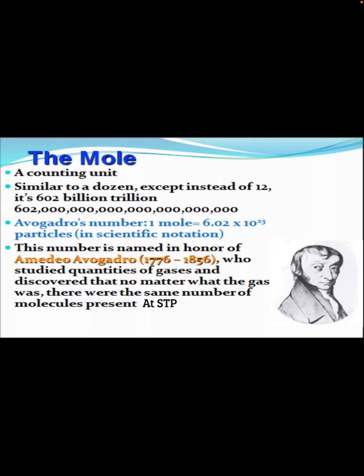It is named after Amedeo Avogadro, who studied quantities of gases and discovered that no matter what the gas was, there was going to be the same number of molecules present at STP. Remember that STP is standard temperature and pressure. So no matter what gas we're talking about, hydrogen or oxygen or neon or whatever, if it was at STP, it would have the same number of molecules present, and it would be that 6.02 times 10 to the 23rd.